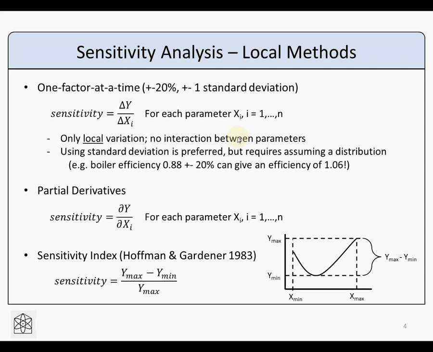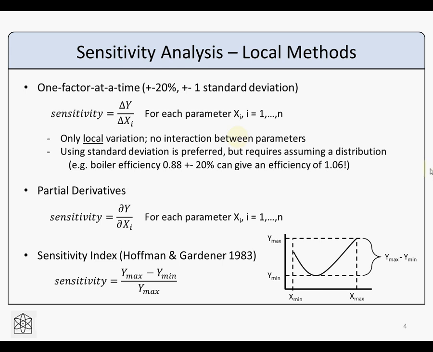Another way to do this sort of local one factor at a time analysis is just to use the partial derivative. In this case, you'll be making a very, very small change, maybe 0.1% on a certain parameter, and see how the output changes. You could do your sensitivity analysis that way. The last one that you can mention, which is also a local method, is the sensitivity index.